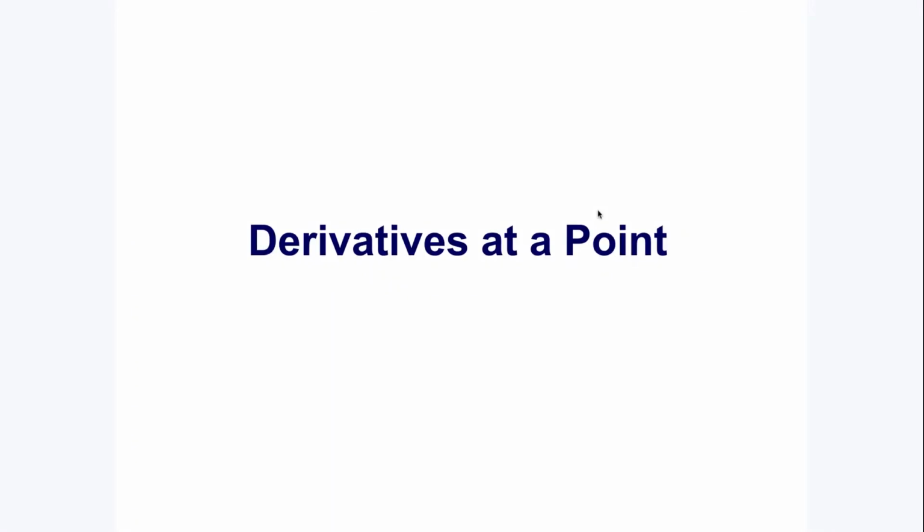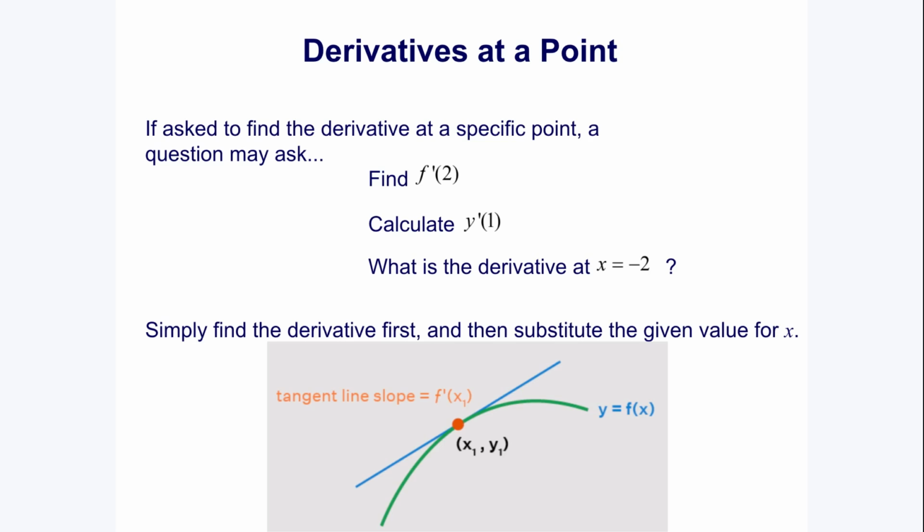Okay, so now we're going to talk about derivatives at a point and some other calculus functions that we're going to need to know for AP Physics C. As we've stated, the derivative is the slope of a graph at any specific point. And if this, for example, were a position graph, then the tangent line would give me the velocity.